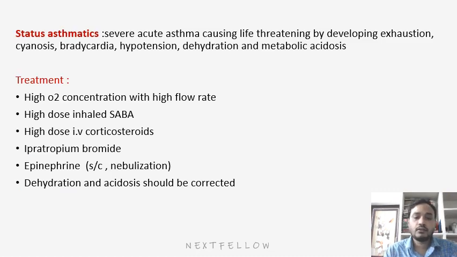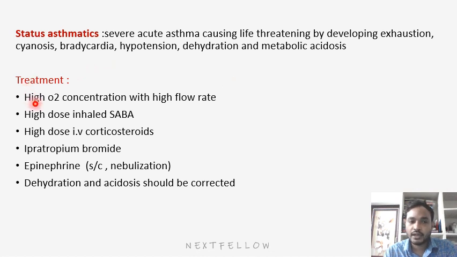Next, in asthma, we have one special condition called status asthmaticus. Status asthmaticus is a severe acute asthma attack that is life-threatening, developing exhaustion of the patient, cyanosis, bradycardia, hypotension, dehydration, and finally metabolic acidosis, which leads to death of the patient. So the main symptoms are cyanosis, hypotension, bradycardia, dehydration, and metabolic acidosis. All these can induce death of the patient. So it is a very severe condition, and we have to treat it immediately.